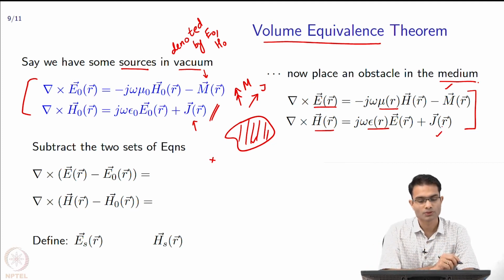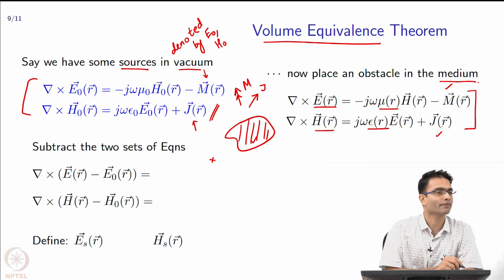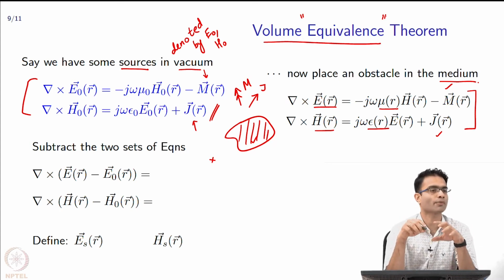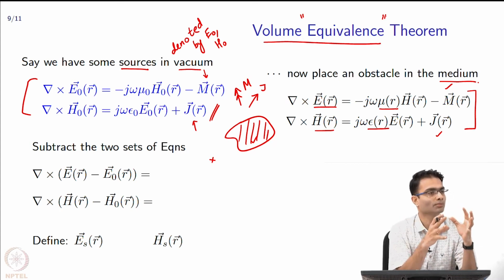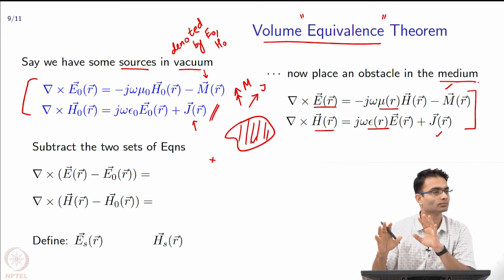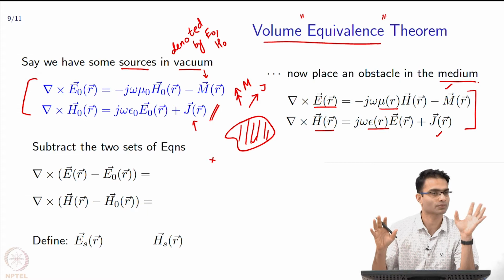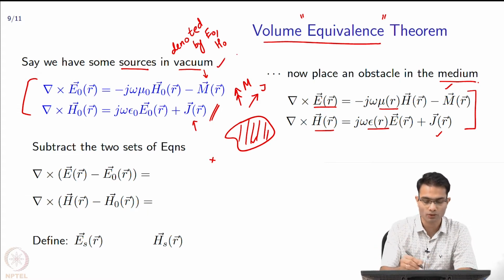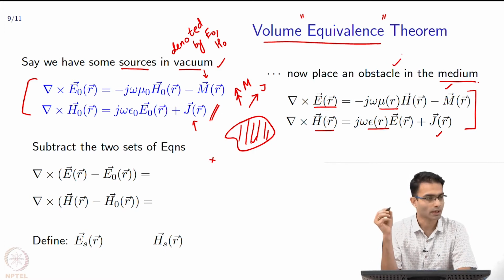So, this is the situation that we have. Now, remember that this is what is called an equivalence theorem. Equivalence means I am going to convert one problem to another kind of problem which may be easier to solve. That is the objective. We will see how that objective is achieved over here. So far it is clear: I started with vacuum, then I went to an obstacle.